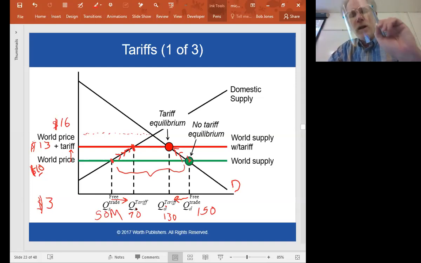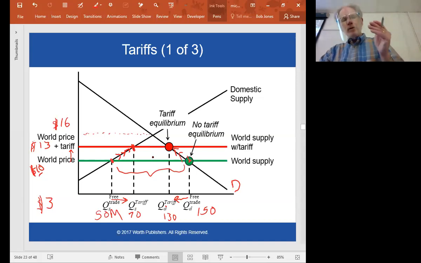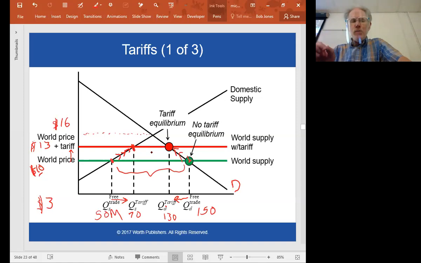And so, as before, the amount that we import is going to be determined by the difference between this point and this point. It's the difference between what we're consuming domestically and what our domestic producers are producing. So that's going to be the difference between 130 and 70. That's going to be 60 million. Our imports had been 100 million. Because of the tariff, it reduces our imports to 60 million.